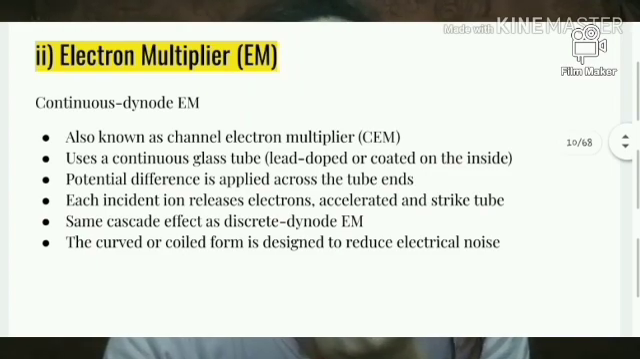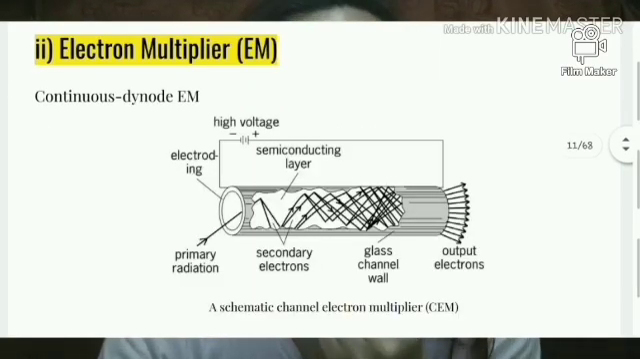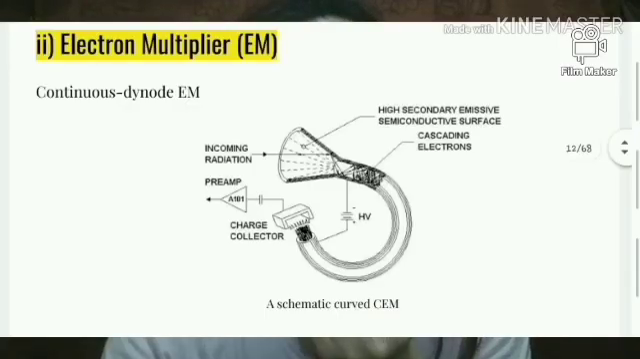The curve or coil form is designed to reduce electrical noise by preventing positive ions from returning upstream. Here I inserted a schematic channel electron multiplier that consists of a glass or interior coated ceramic tube that emits secondary electrons upon ion impact. I also inserted a diagram. This is a schematic curve CEM. The curved shape of the diode minimizes ion feedback noise.